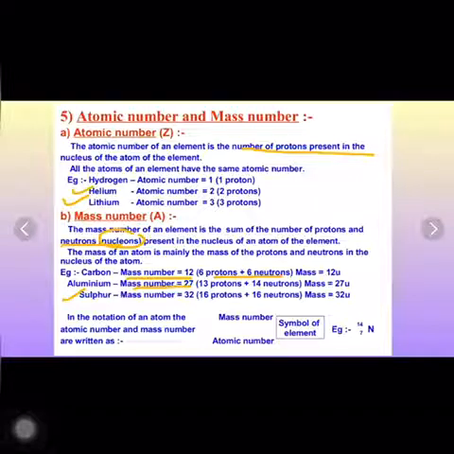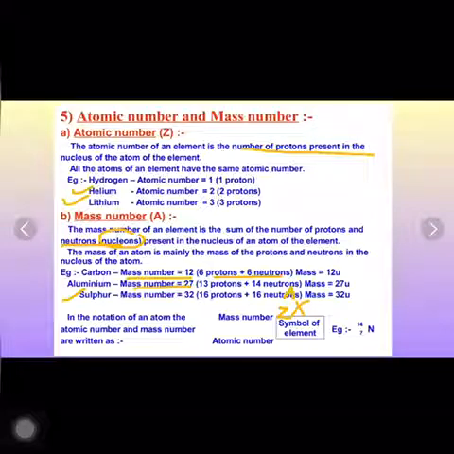So they are represented along with the symbol of the element, which we basically say X for any element. So on the lower left side, atomic number is written like this, whereas mass number is written on the upper left side of the symbol like this. So this is how we represent the atomic number and mass number with the symbol of an element.